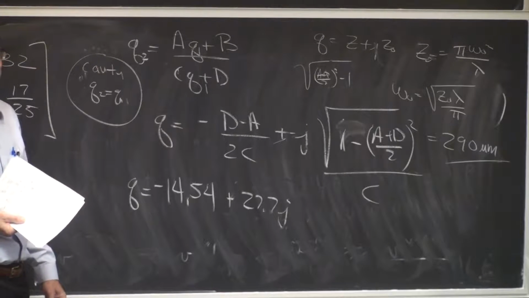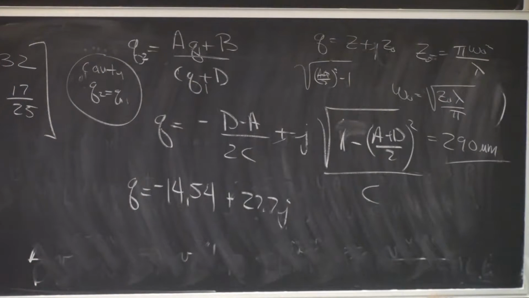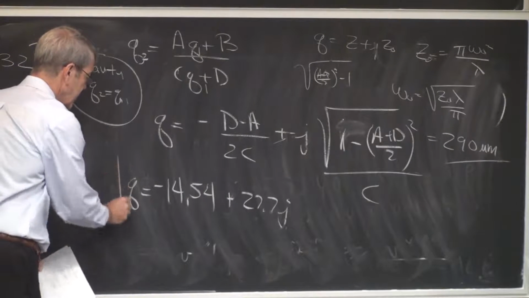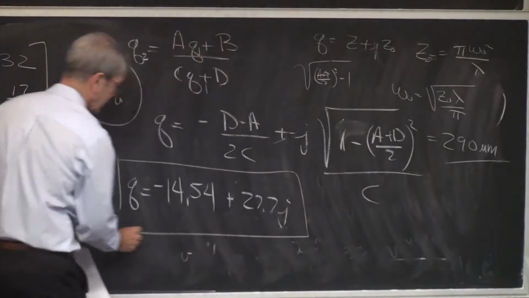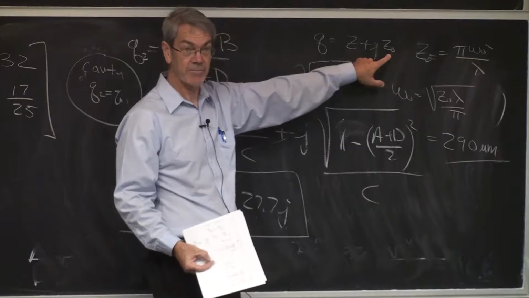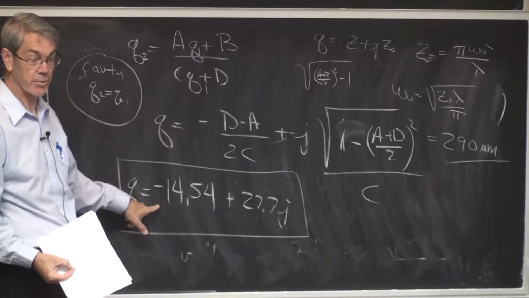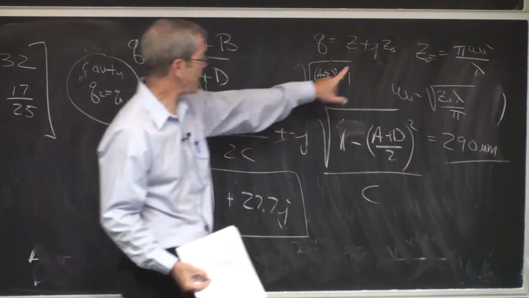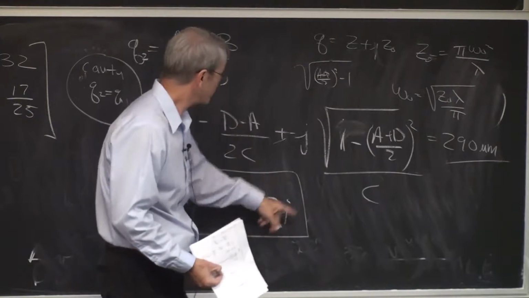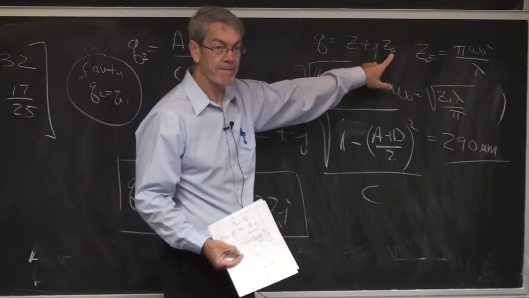Yeah. So, yes? Can you explain again how you got the beam width? Because the minus 14.54. That's negative. Yeah, this is the Q I got. So remember Q is equal to Z plus jZ naught. So the real part of Q is always the distance you are from the waist. And the imaginary part of Q is always Z naught. Oh, okay, so it's negative because you're at the mirror.